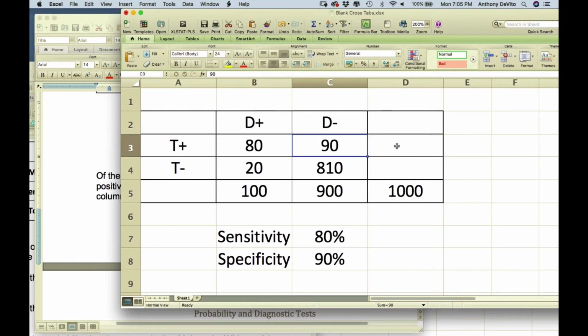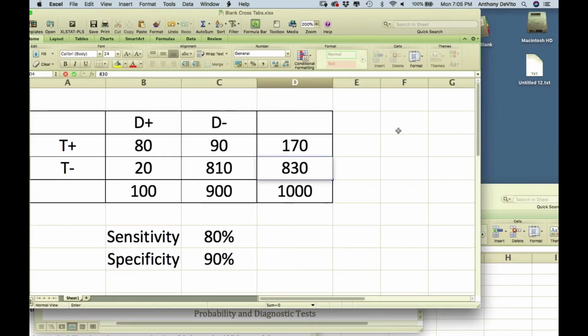Okay, good. Excellent. Okay, so now, how many people tested positive? 170. Okay, good. And how many tested negative? 830. And that should add up to 1,000, and it sure does add up to 1,000. So now I'm going to put something else over here. I'm going to call it the positive predictive value. And I'm going to go down here and say negative predictive value. I'm going to ask you, out of the 170 people that tested positive, how many of them actually have the disease?